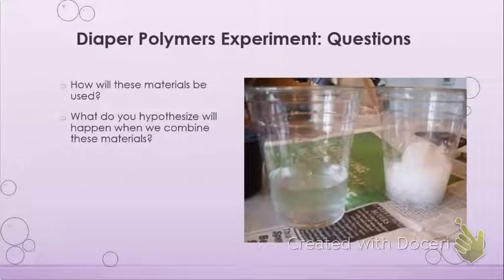So before you do the experiment, I want you to take some time to think about the following questions. How will these materials be used? What do you hypothesize will happen when we combine these materials?